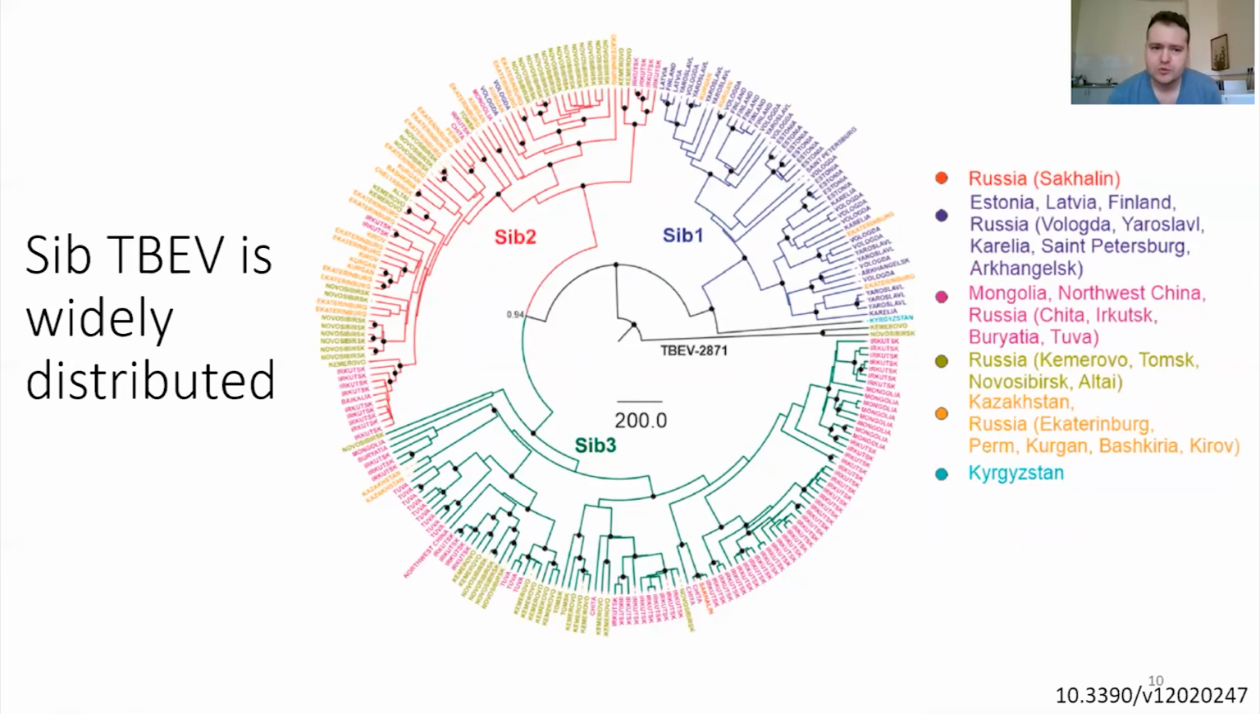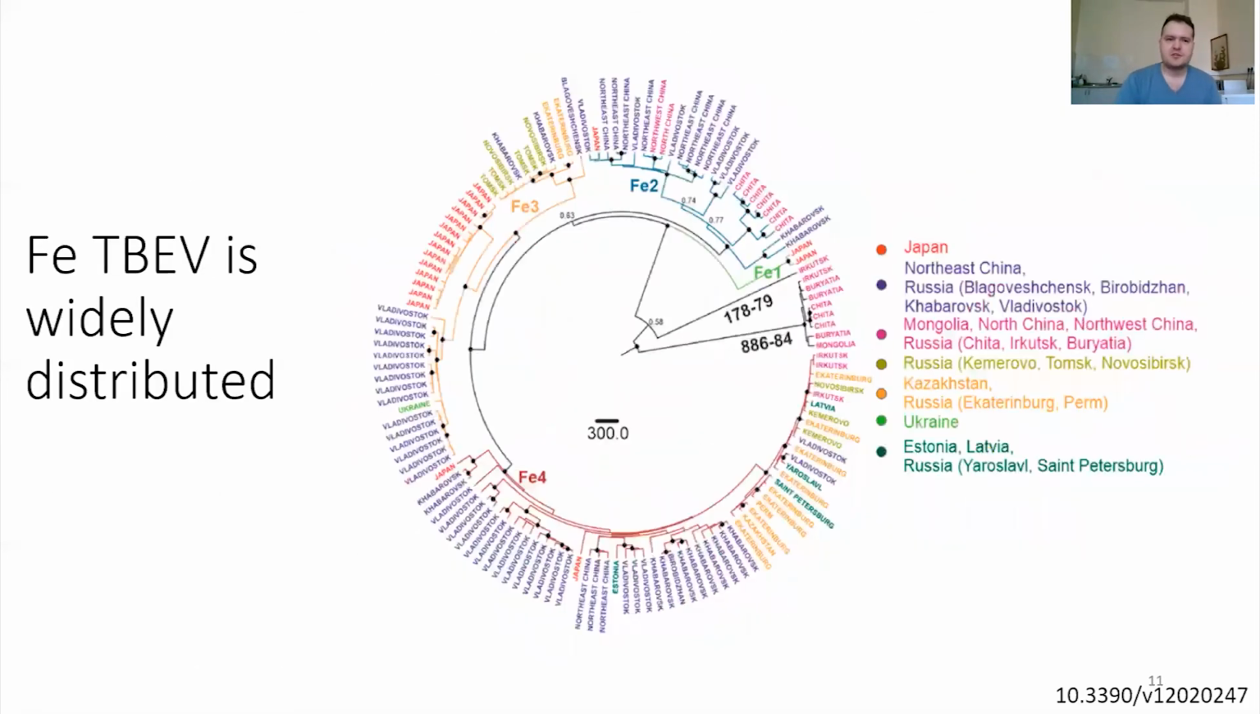The same situation we may see in the Siberian subtype, because Siberian subtypes can currently be found in very different regions. For example, it was found in Tuva, in Kazakhstan, in Yekaterinburg, in Kyrgyzstan, in Kemerovo, in Vologda, Karelia, in Estonia, in Baltic countries. And the picture here is the same as for the European TBEV subtype. The same situation is for the Far Eastern subtype of TBEV, because some viruses isolated from Ukraine are phylogenetically related to viruses isolated from Vladivostok, and it's very strange.